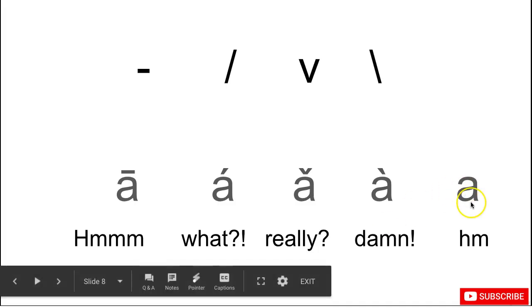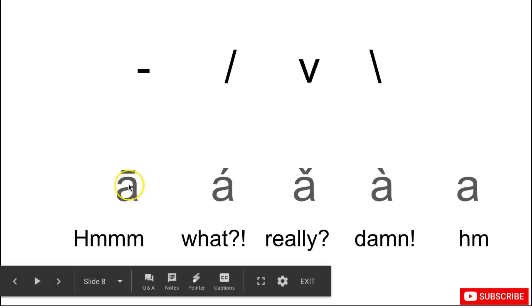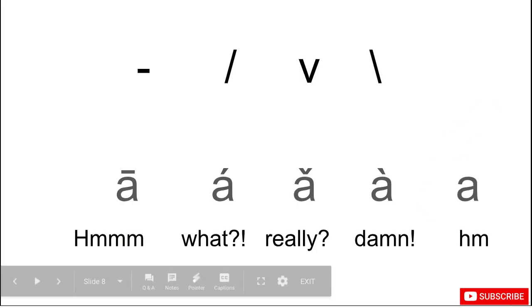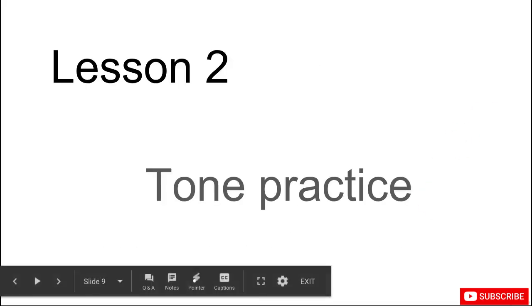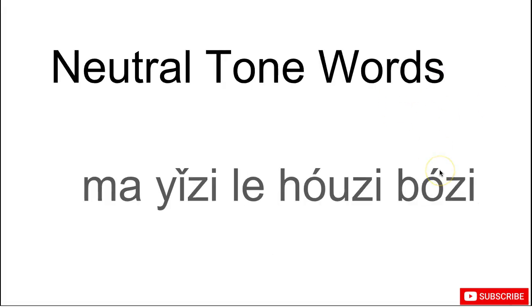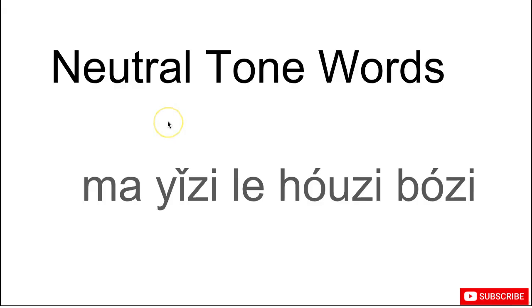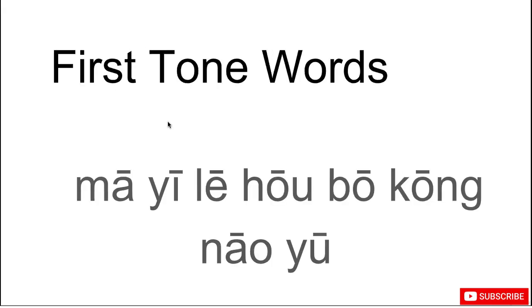Then we saw the last tone that doesn't have any accent, the neutral tone, and the closest thing we could use to refer to it is that it sounds like a shortened or starved or choked version of the first tone. Remember, the first tone is ah, but this one is a short ah. All right. So in the next video we will see the pronunciation of some of these neutral tone words.